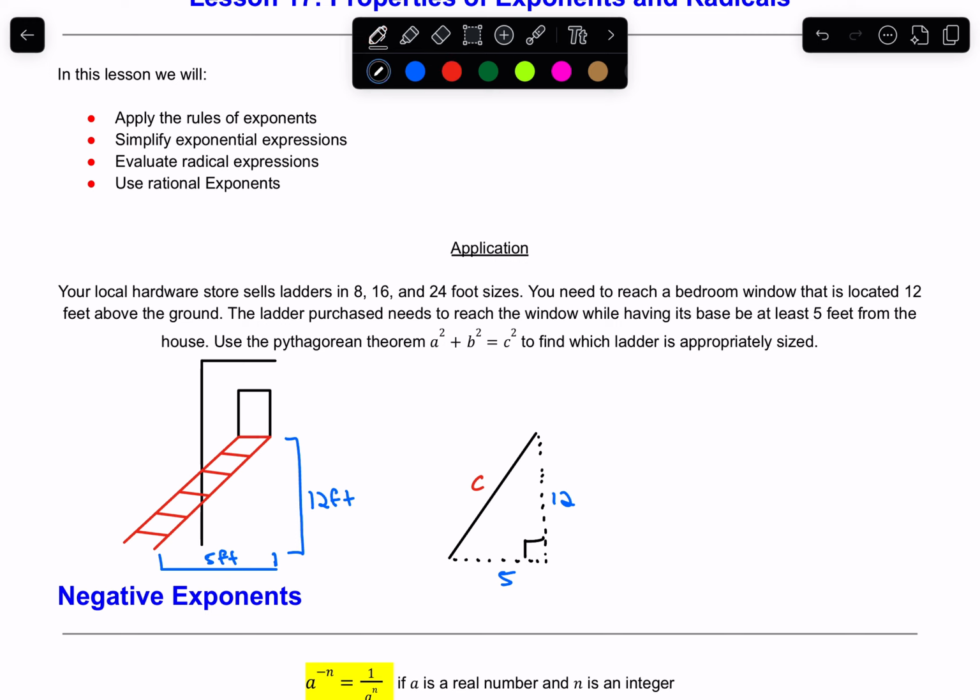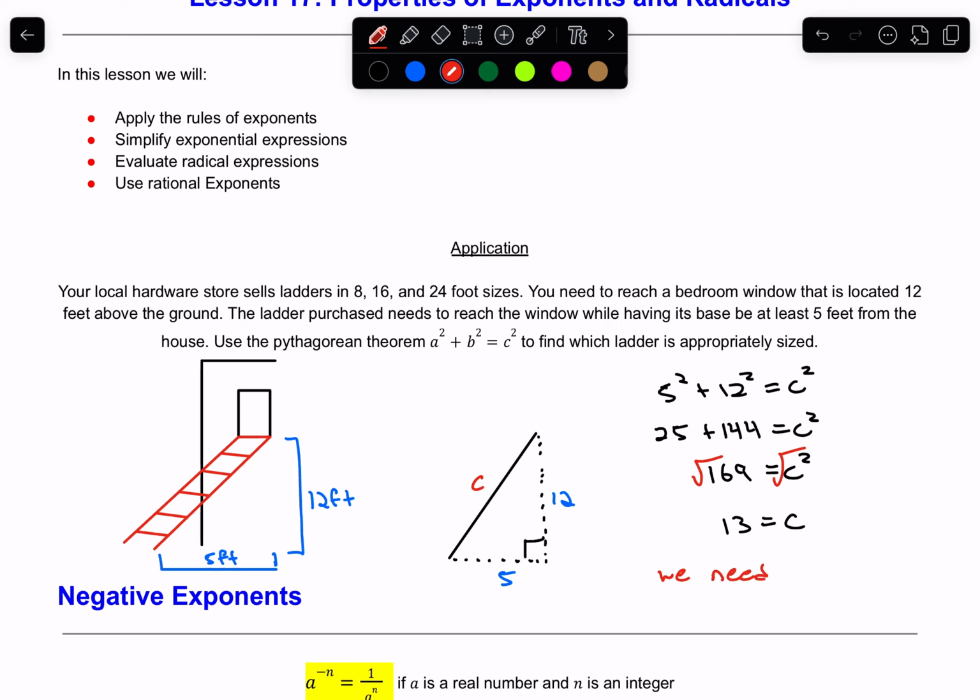So if we set up the Pythagorean theorem, we have 5 squared plus 12 squared equals c squared. This is 25 plus 144 equals c squared. If we add those together, we get 169 is equal to c squared. And so now the reason this is in this lesson is if we square root both sides here, the square root of 169 is 13. So we're going to get that 13 is equal to c, which means that we need a ladder that's at least 13 feet tall. So notice then that the 8-foot ladder is not going to be high enough. So we need the 16-foot ladder.